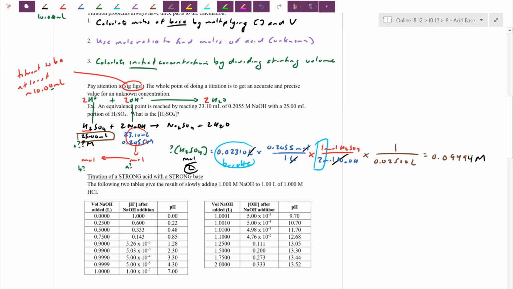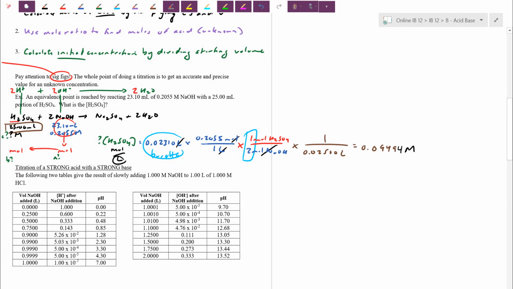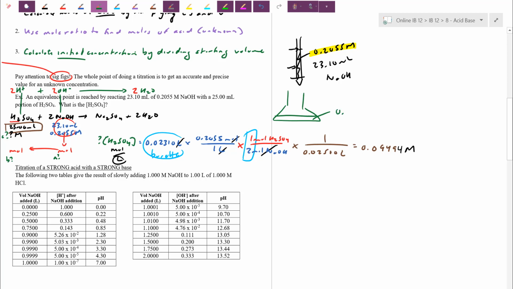So let me just make a side note here. We just did a titration setup. We started off with the concentration of NaOH. I knew the molarity was 0.2055. I knew from the titrant volume how much I dropped in. I dropped in 23.10 milliliters. I needed to know this concentration, and through this calculation, I ended up finding the acid that I was testing actually has a molarity of 0.09494.